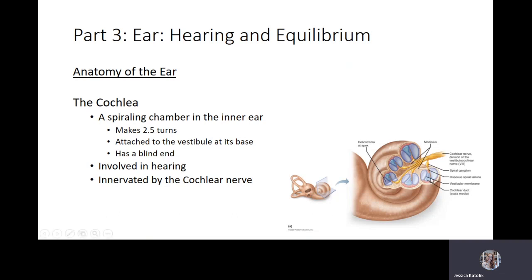The hair cells that are able to respond to the pressure waves that are indirectly the result of sound waves are going to stimulate nerves that are embedded in the cochlea. The nerve that embeds the cochlea is the cochlear nerve, and it is one component of the vestibulocochlear nerve, which is going to be a cranial nerve of the brain.